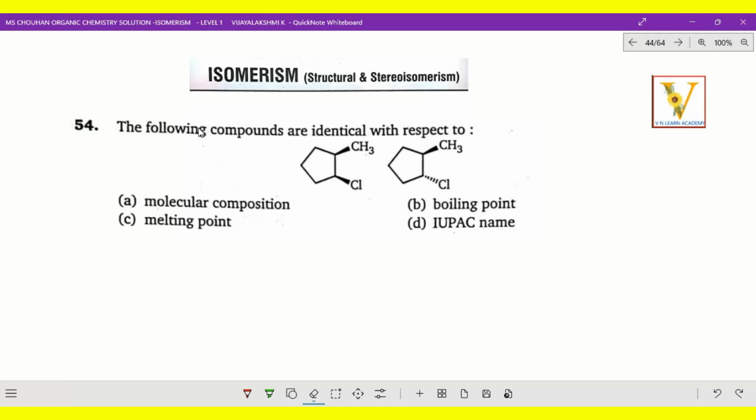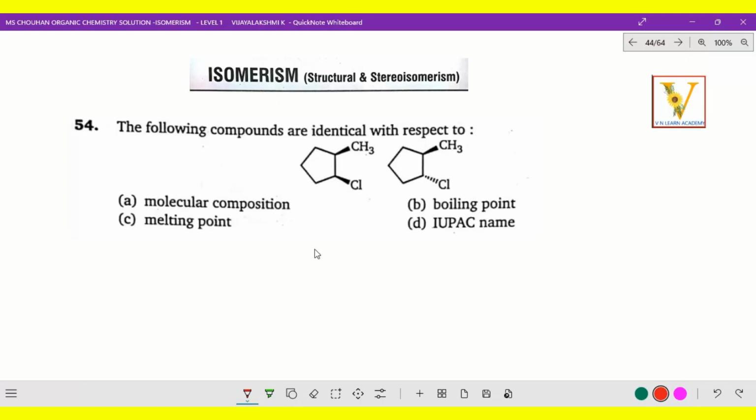Very simple. The following compounds are identical with respect to. So here cyclopentane with CH3 attached and Cl attached, that is above the plane, and in the same way here cyclopentane with CH3 attached above the plane and the Cl below the plane. So in that, which is identical: molecular composition, boiling point, melting point and IUPAC name. So in this I just bring it to your notice.